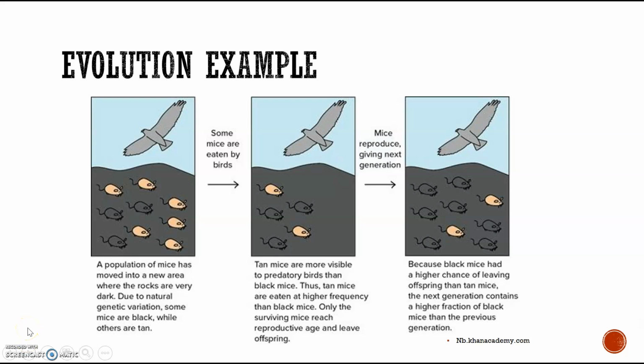So what's happened is you've got this population that starts out with both the light-colored and dark-colored variants. It moves into these darker lava flow areas. The tan mice are more visible to predators. All right, the lighter colored ones are going to be picked off by birds. And so those darker colored mice have a higher chance of having offspring. And so the next generation contains more of the darker colored mice. This continues to happen until that area is almost exclusively the darker colored mice.